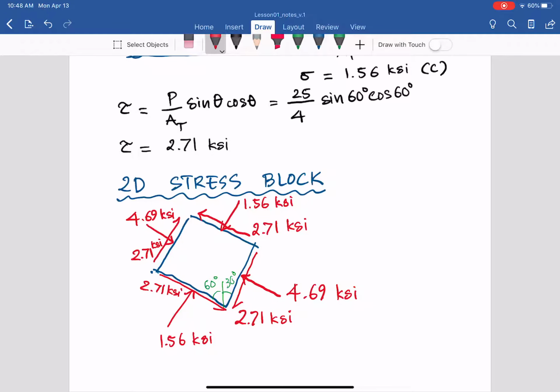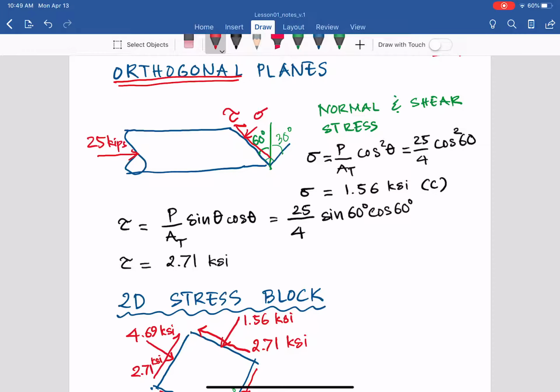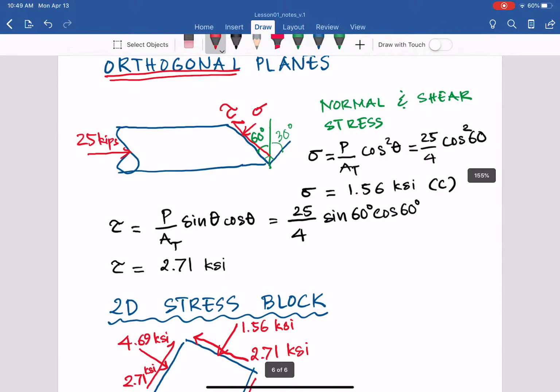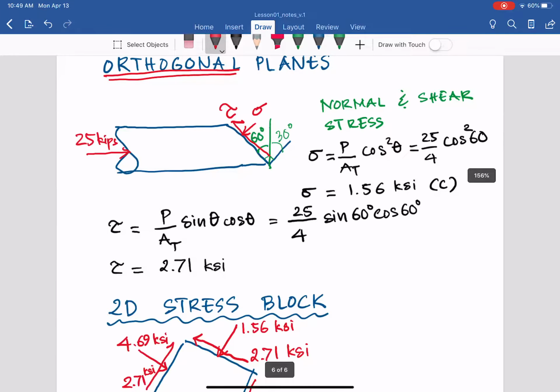As you can see, because the body is in equilibrium, this block is also in equilibrium. If you sum up all the forces in any direction, that sum will be equal to 0. With that, we conclude the lesson today. For the worksheet, the final one is 1F, which varies theta. We can do that in Excel with the two equations we already determined: sigma equals P over A_T cosine squared theta, and tau equals P over A_T sine theta cosine theta.